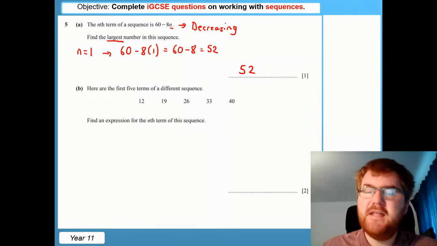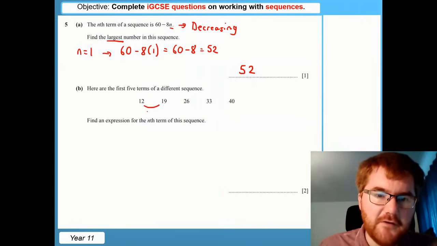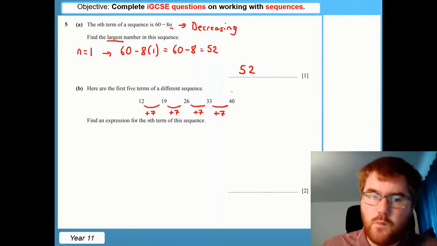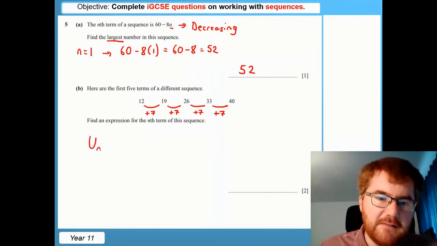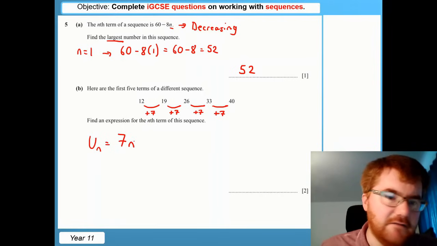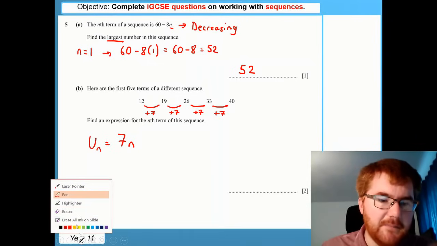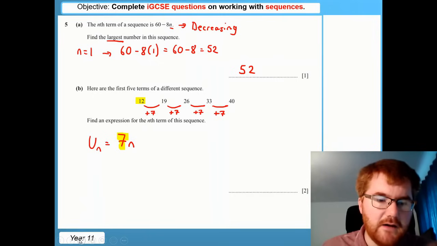for the nth term. Again, always the first thing to do here is look for the difference. So here we've got a plus 7, here is also a plus 7, this is also a plus 7, and this is also a plus 7 as well. So to find an expression for the nth term, again we do it in a similar way to what we did before. We have 7n because we have an nth term, and now what do we do to the number 7? So this 7 here to get to the first number 12.